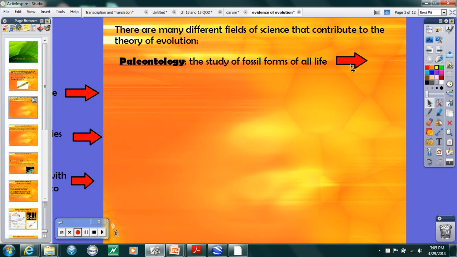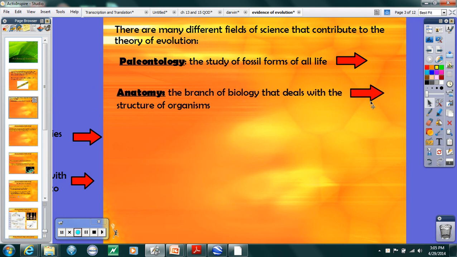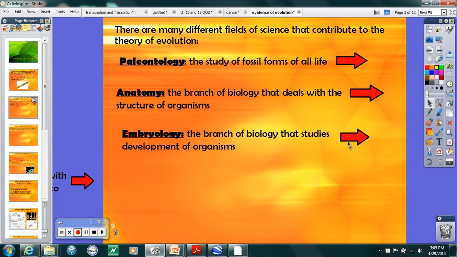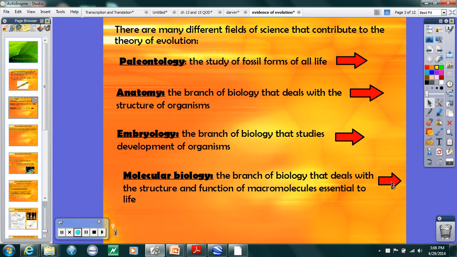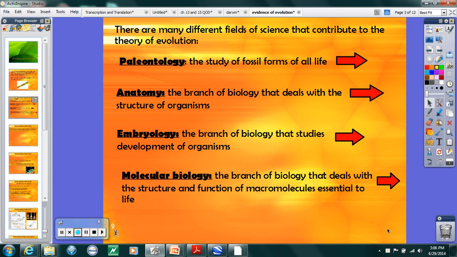The first one is paleontology. Paleontology is the study of fossil forms of all life. The next one is anatomy, which is the branch of biology that deals with the structure of organisms. Embryology, which is the branch of biology that studies the development of organisms. And finally, molecular biology, which is the branch of biology that deals with the structure and function of macromolecules essential to life.